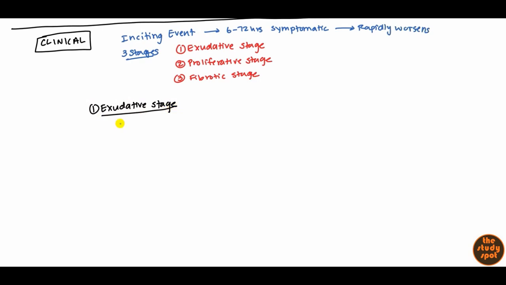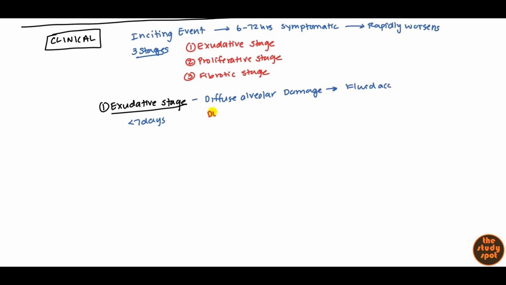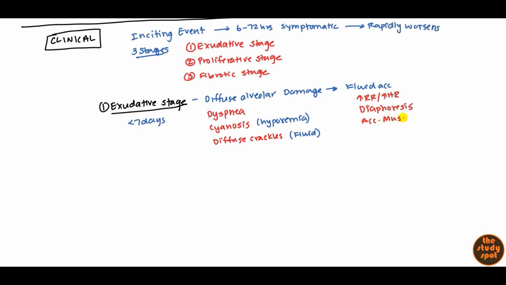So let's first talk about the exudative stage. This is the stage that lasts less than 7 days. What happens is you get diffuse alveolar damage, and this leads to the fluid accumulation. And that's when all the symptoms begin. So what are the symptoms? You're going to get dyspnea, cyanosis due to the hypoxemia. You also get diffuse crackles because of all of the fluid that's accumulating in the lungs. And as they get worse, they get respiratory symptoms such as high respiratory rate and high heart rate, diaphoresis or otherwise sweating. They start to use their accessory muscles in their neck and thorax. They may begin to cough, and they may even get chest pain.